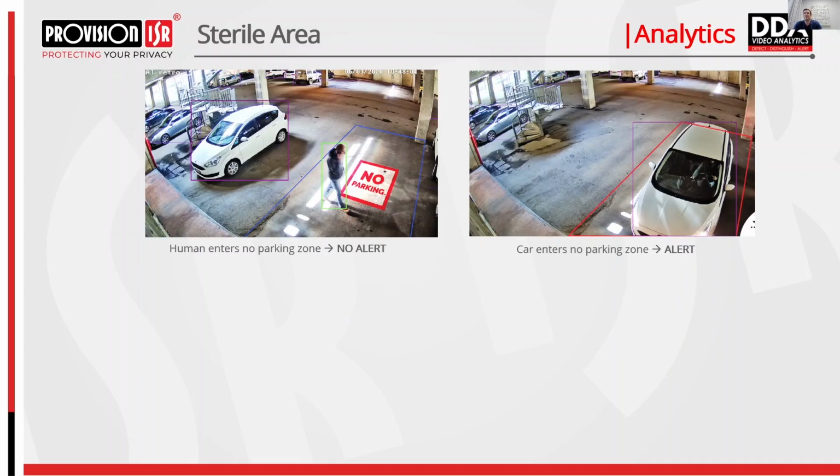You can outline a space that should remain clear. If a person enters, it's no big deal, but if a vehicle drives in and stops, the system triggers a response, like, for example, activating an IP speaker with a custom message saying, "Hey, you've parked illegally. Please move your vehicle within 2 minutes or it's going to be clamped."